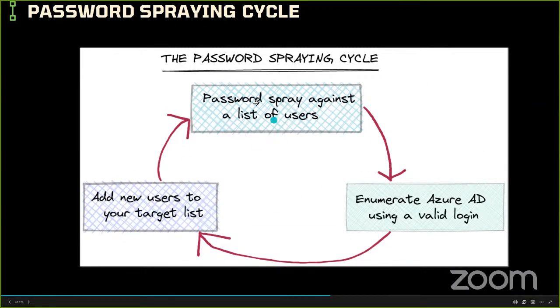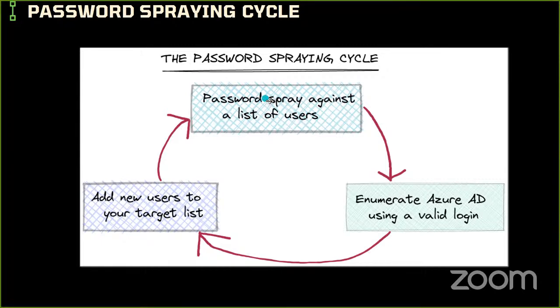If you remember, at the beginning, we only had seven users. And then when we password sprayed, we logged into Azure in the background and exfiltrated a further, I believe, 17 users. So what you usually want to do, whenever you password spray, is add those new users to your target list and then remove the old ones. So think of it as a cycle. Every time you find new users, password spray them again.